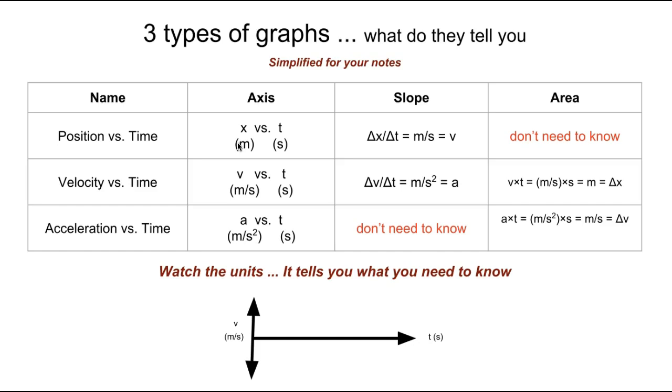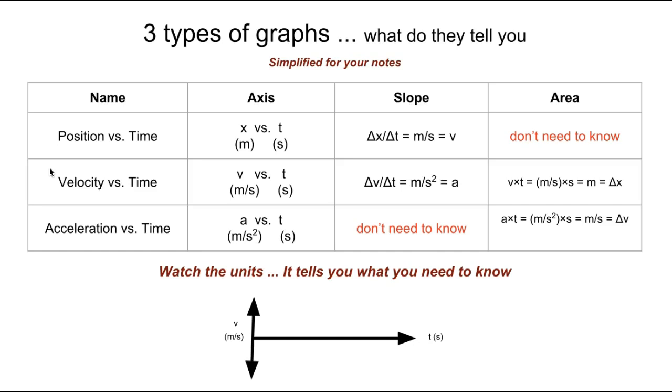So looking at the position versus time, the axis is x, which is position, versus time, so therefore it'd be meters and seconds. So the slope of the line that's plotted would be my velocity, which is delta x over time, which would be the equation that we use for velocity. The area under here is really null and void. I don't need to know it. It doesn't give me any information when I'm talking about motion, so we're just going to ignore it for now.